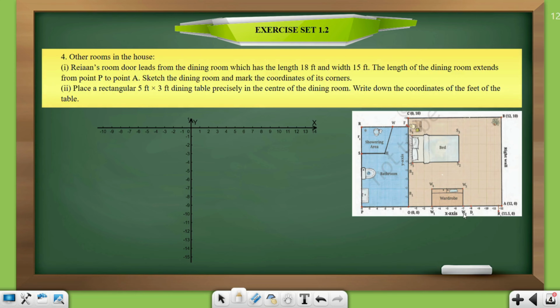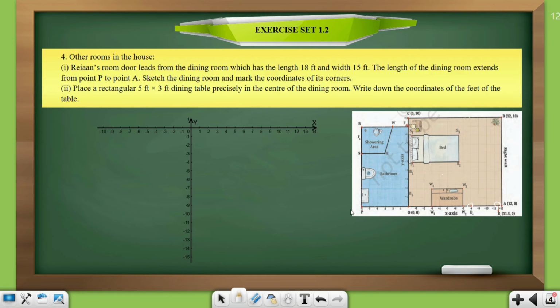Actually, Ryan's room door is located at the points D1 and R1, which is here. Look at here, these are the 2 points, D1 and R1, which are 8, 0 and 11.5, 0. Once you open this door, it leads to a new room, and that is our dining room here. The length of this dining room extends from the point P to the point A.